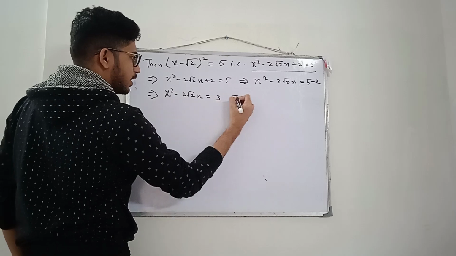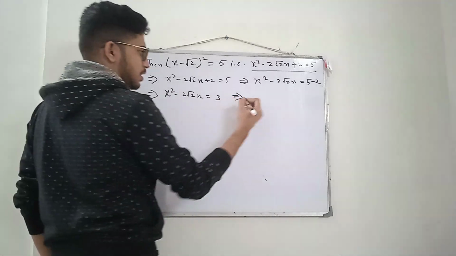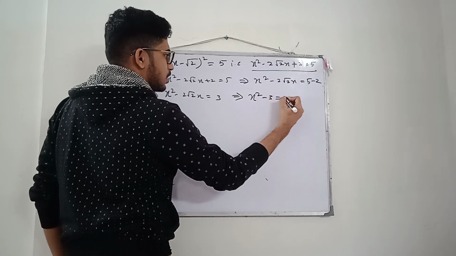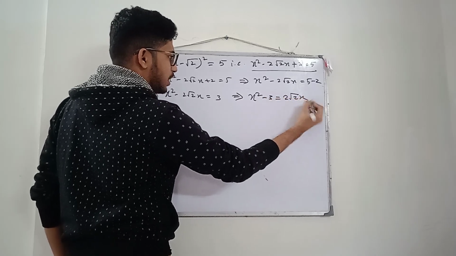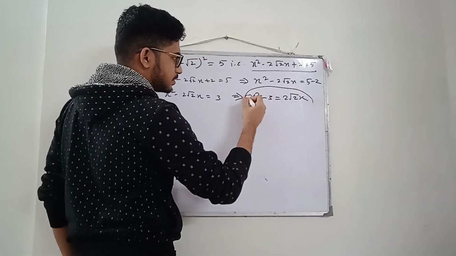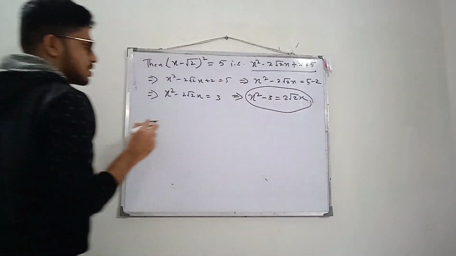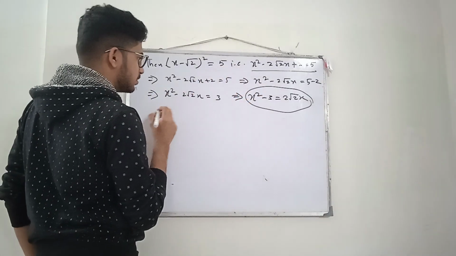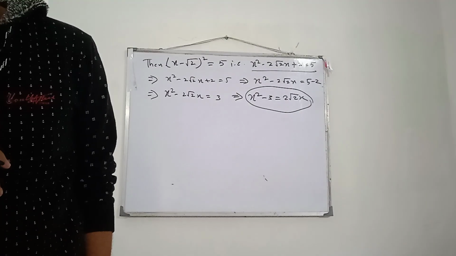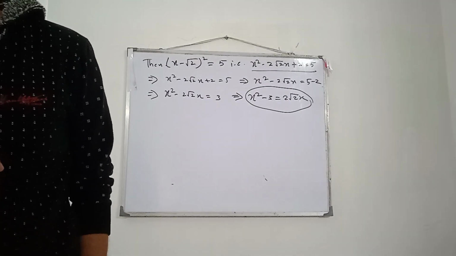And here, x square minus 3 is equal to 2 root 2x. So x square minus 3 is equal to 2 root 2x.